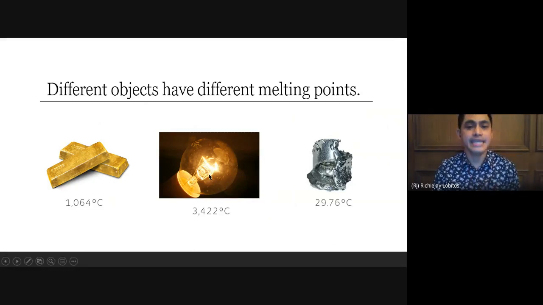They don't easily melt at that temperature because their melting point is around 3,422 degrees Celsius. Gallium, on the other hand, melts at 29.76 degrees Celsius. And therefore, if you place it on your palm, which is around 37 degrees Celsius, it actually melts. So this is an example of a melting point. Melting points are the points where solids start to melt.